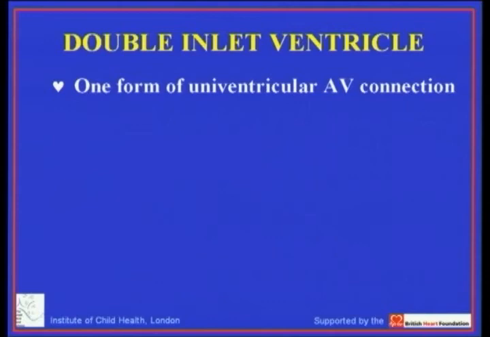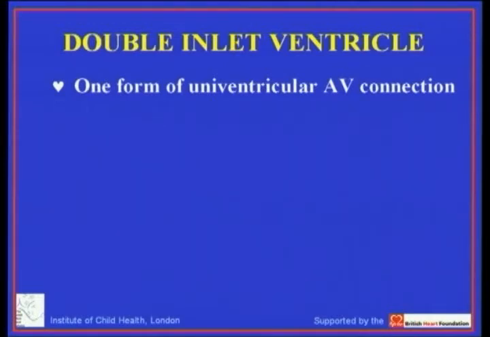So as to understand fully the ramifications we see with double inlet ventricle, we're going to have to combine the connections at atrioventricular level with those at ventricular arterial level. But we need to start by emphasizing that double inlet ventricle is simply one form of univentricular atrioventricular connection.